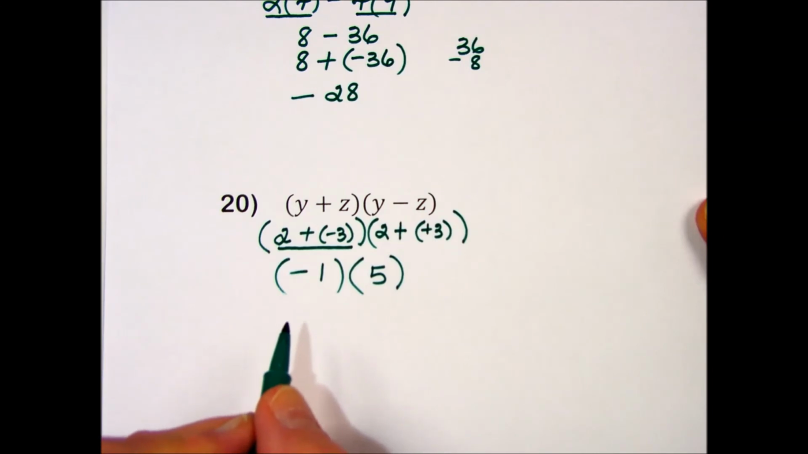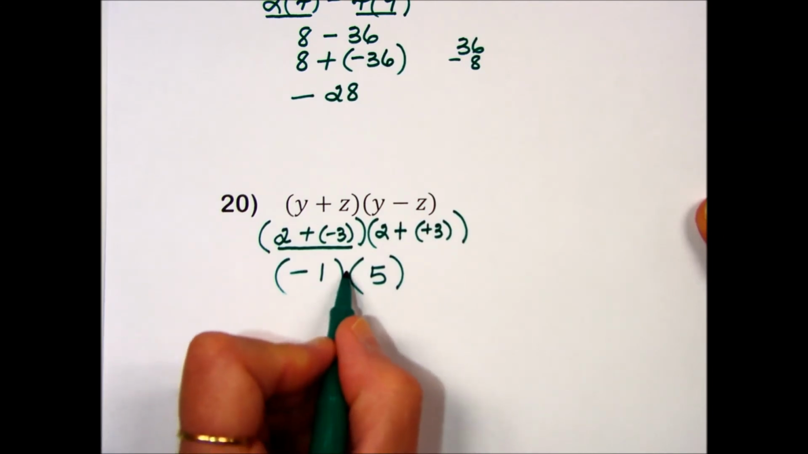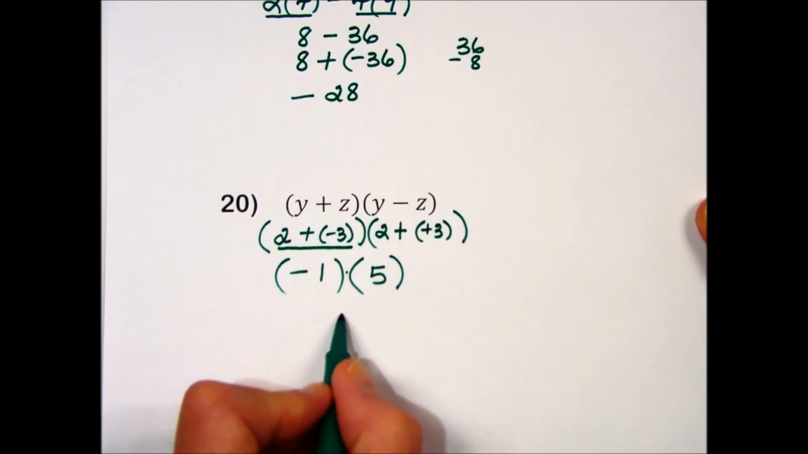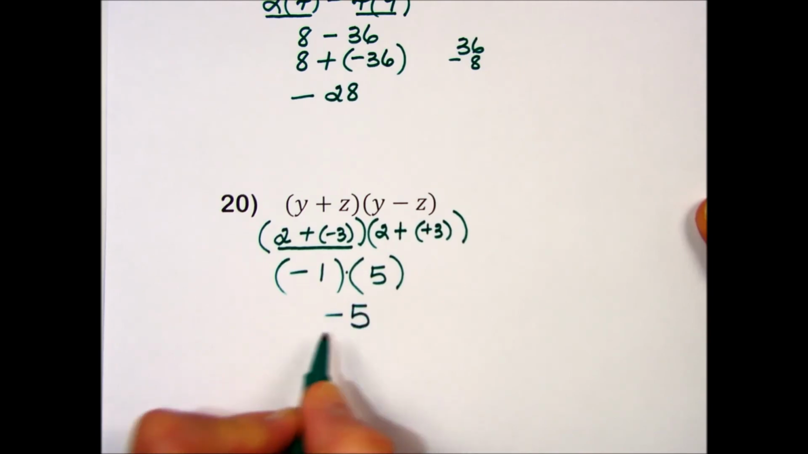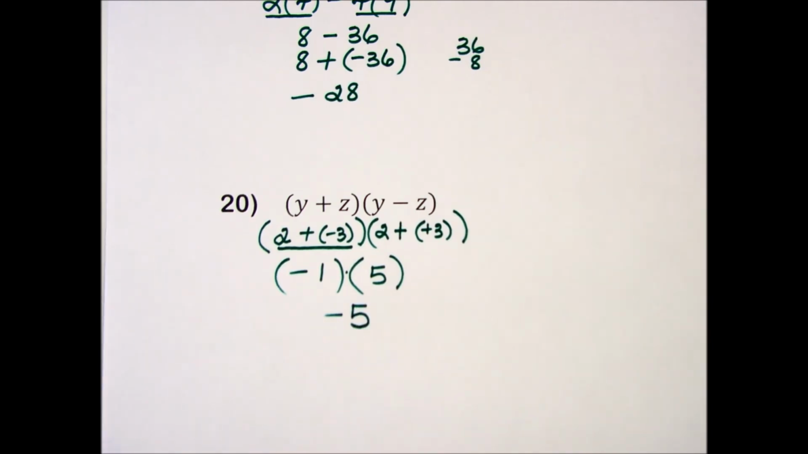Last operation then is the implied multiplication with a parenthesis times a parenthesis. A negative times a positive is negative, and 5 times 1 is 5.